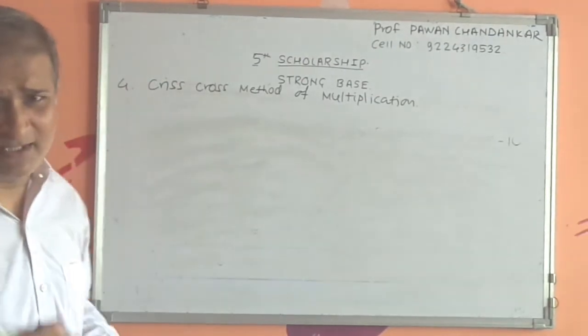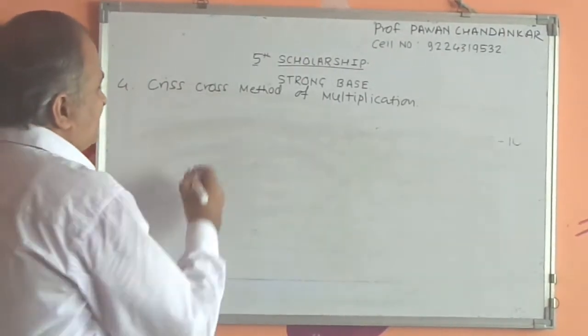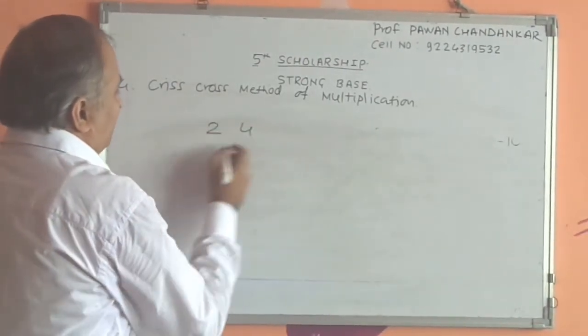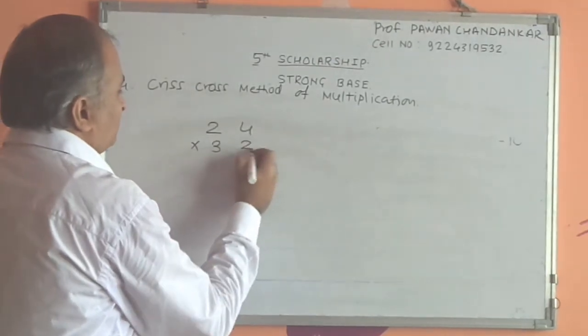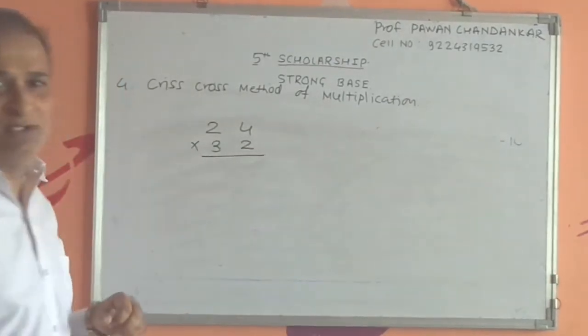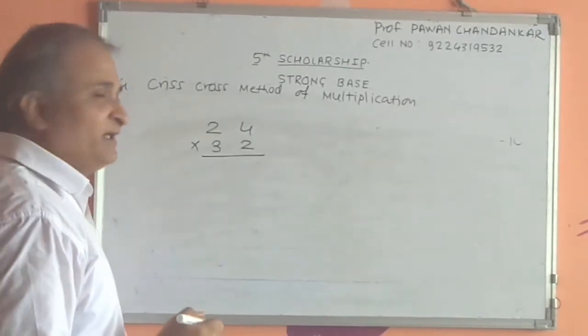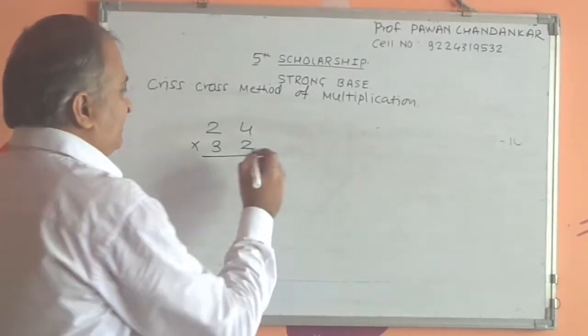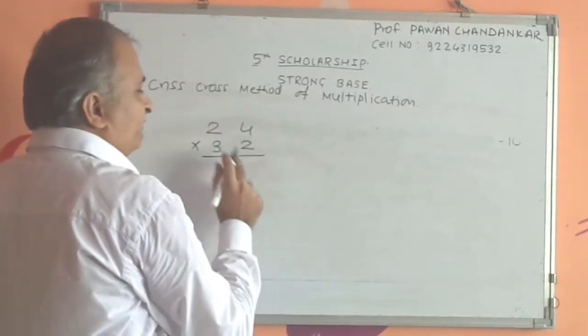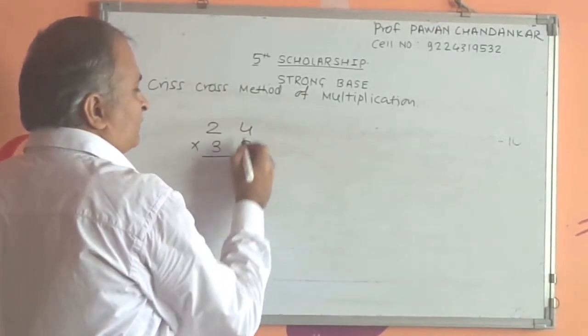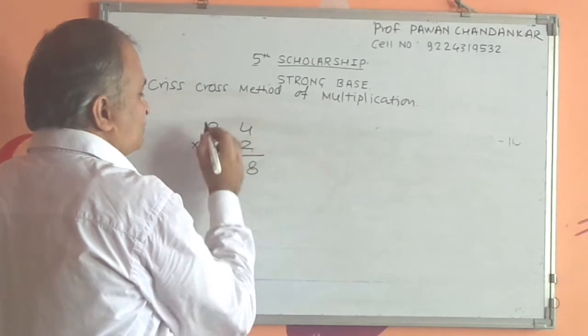Let me give one simple example of the traditional method only. Say 24 multiplied by 32. How do we generally do the multiplication? Yes, sir, we first of all multiply by the unit digit. Say for example, I will multiply 24 by 2. So 4 2s are 8, 2 2s are 4.